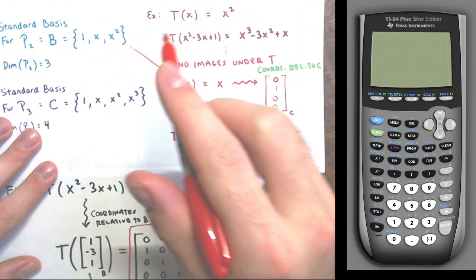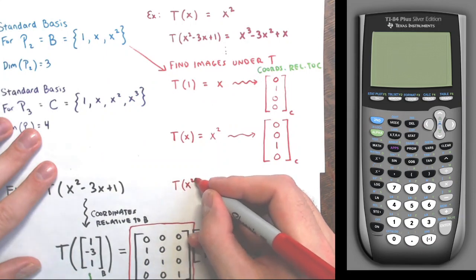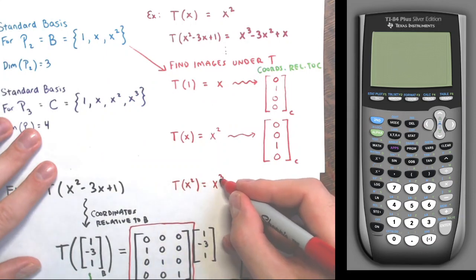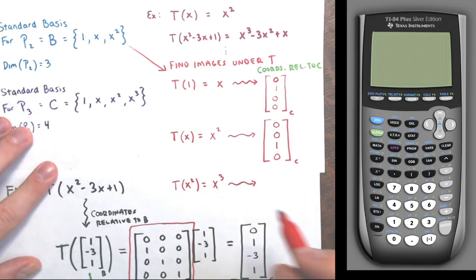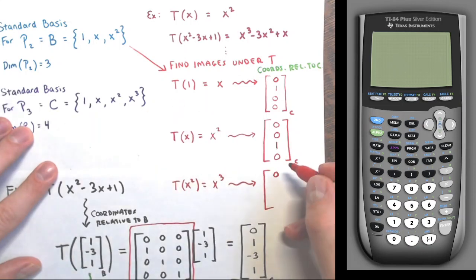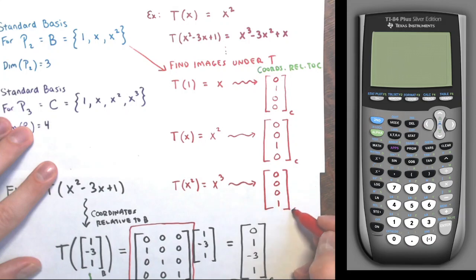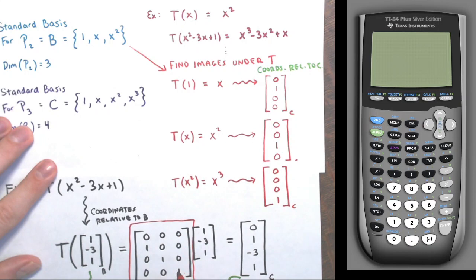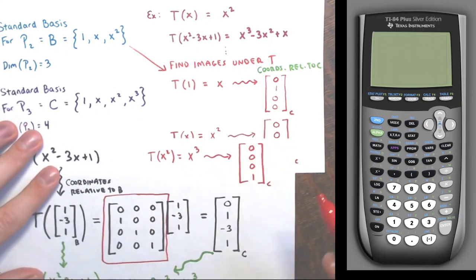All right, and then one more time here. Plug in the third basis vector, x squared, from B. T of x squared is x cubed. And again, we'll change it to its coordinates relative to basis C. There's no constants, so 0 times 1. There's no x's, 0 times x. There's no x squareds in this. And there's 1 x cubed. So 0, 0, 0, 1. And look at the third column of my standard matrix here: 0, 0, 0, 1. The same.